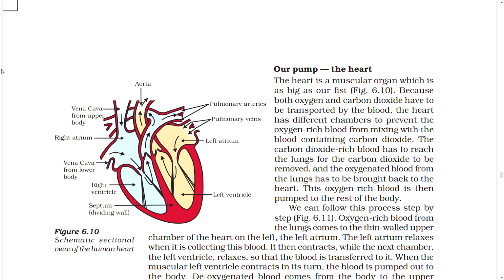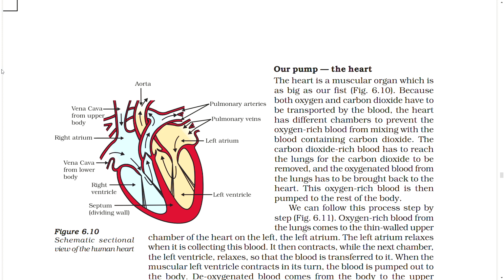Our pump, the heart. The heart is a muscular organ which is as big as our fist. Because both oxygen and carbon dioxide have to be transported by the blood, the heart has different chambers to prevent the oxygen-rich blood from mixing with the blood containing carbon dioxide.